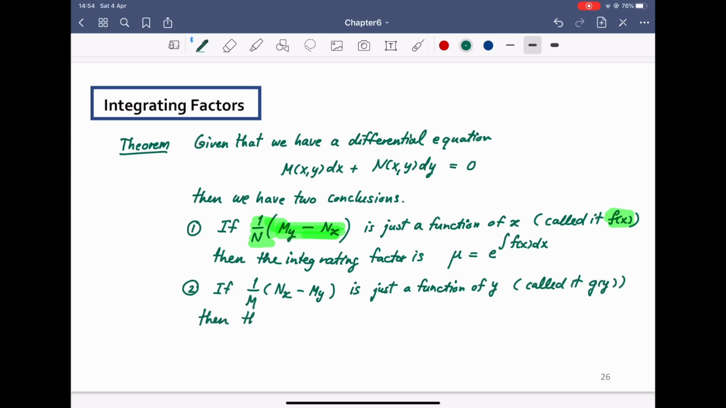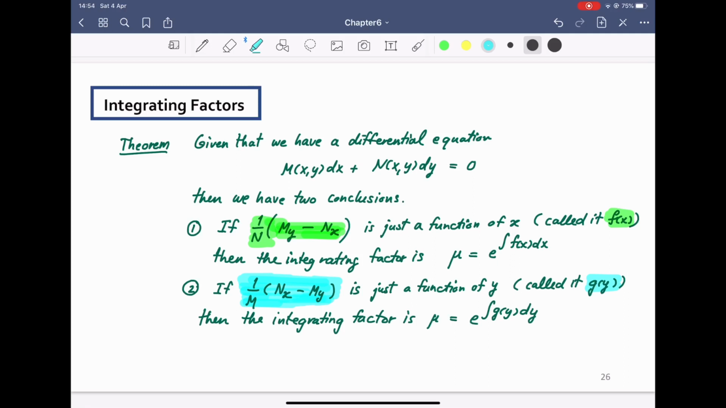Then the integrating factor for this case is mu equal to e to the integral of g(y) dy. Alright, so you have two ways to do it. So the second case, if you compute this quantity that I highlight in light blue, and if it comes back to a function of y called g(y), then your integrating factor is e to the integral of g(y) dy. Alright. Well, I will show you examples.